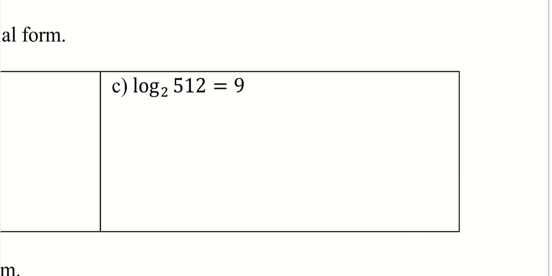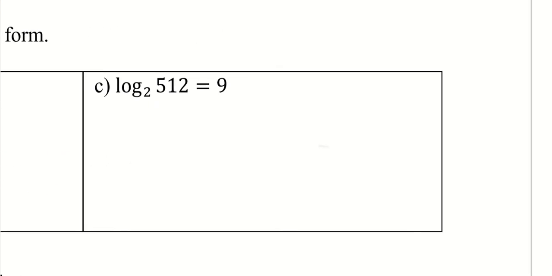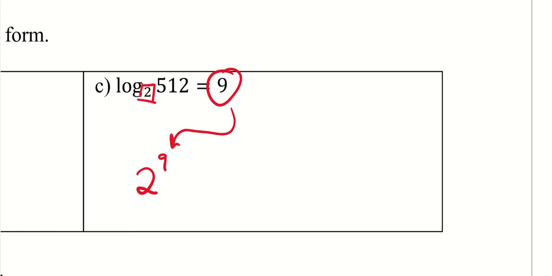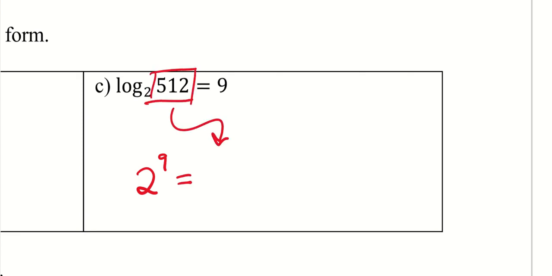And here, finally, we can see that we have log base 2 of 512 equals 9. We want to write this in exponential form, so we take base 2. The answer to the logarithm is the exponent in the exponential form. And hey, I have no idea what 2 to the power of 9 is. Let me take out my calculator. Oh, wait, I have the answer right here. The input of the logarithm is the output of your exponential form. There you go. So that's the first example.